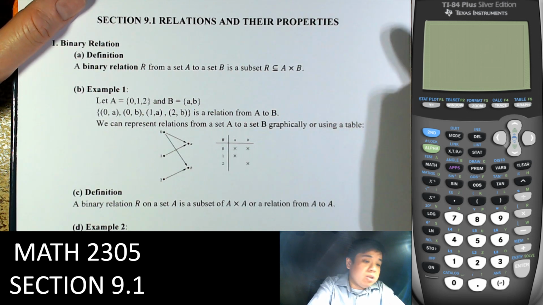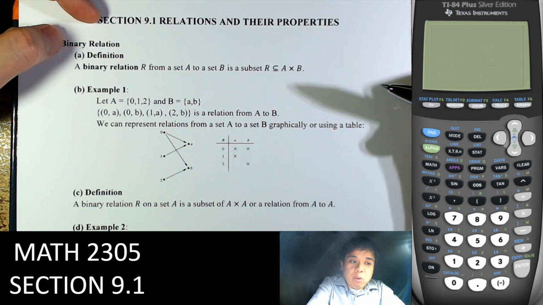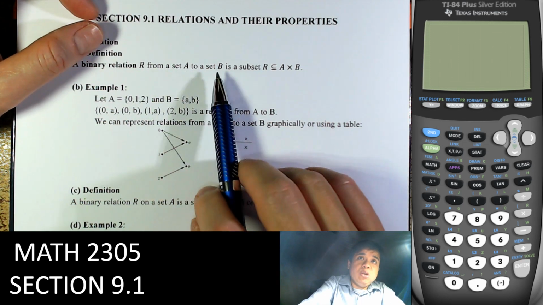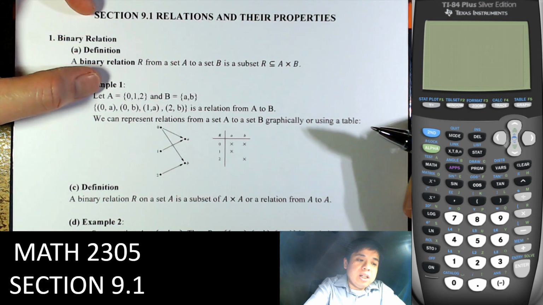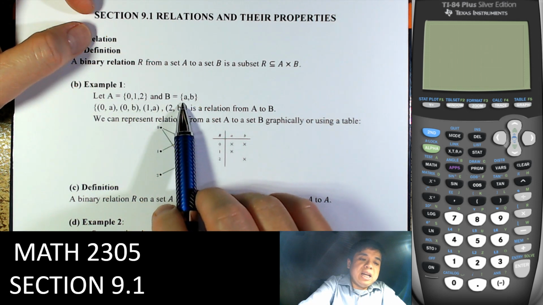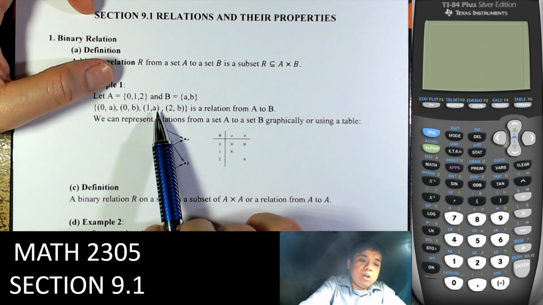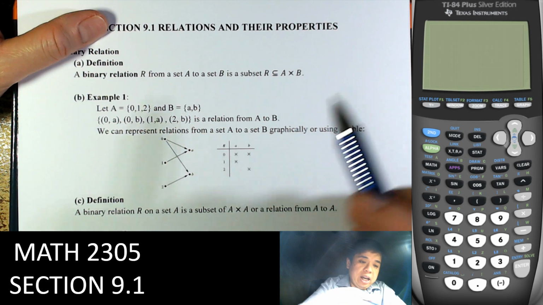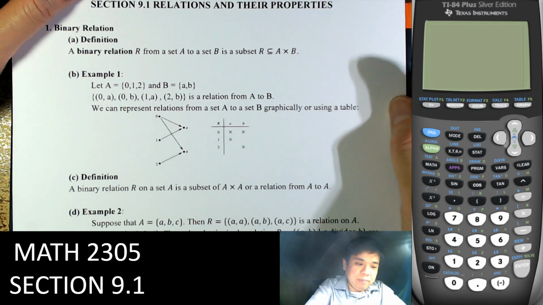In this section we study the properties of binary relations, binary meaning two. So there will be a relation from a set A to a set B given by R. Here's an example. Let A be {0, 1, 2} and B be {a, b}. Then we define (0, a), (0, b), (1, a), and (2, b). It's a relation from A to B, and we can represent it by a graph or by this relation chart or relation table here.